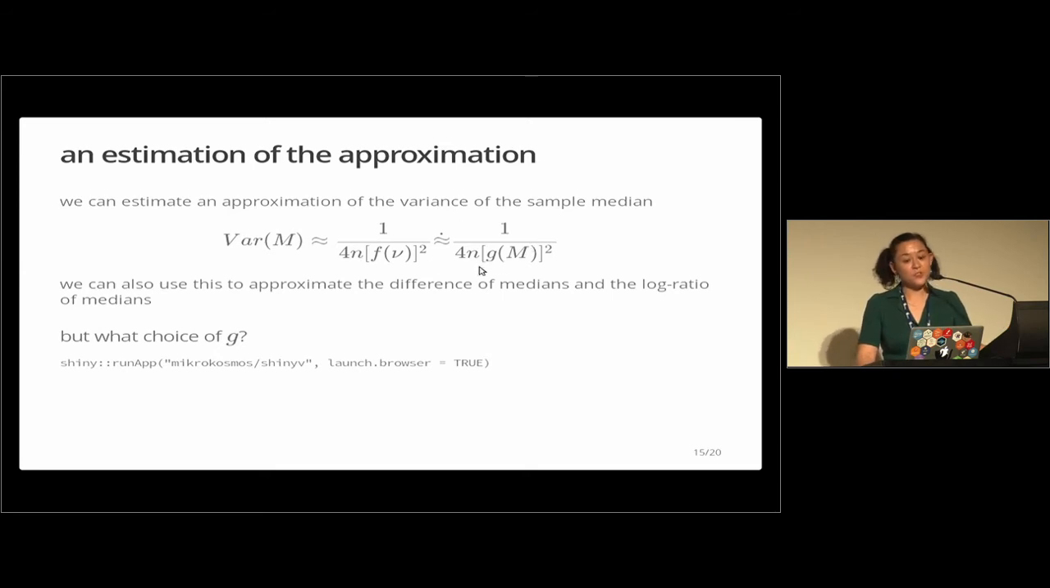So we choose the density naively, estimate its parameters, and evaluate it at the sample median. And it turns out this does a really nice job of approximating the density. So which choice of G? This is where I started in my project.